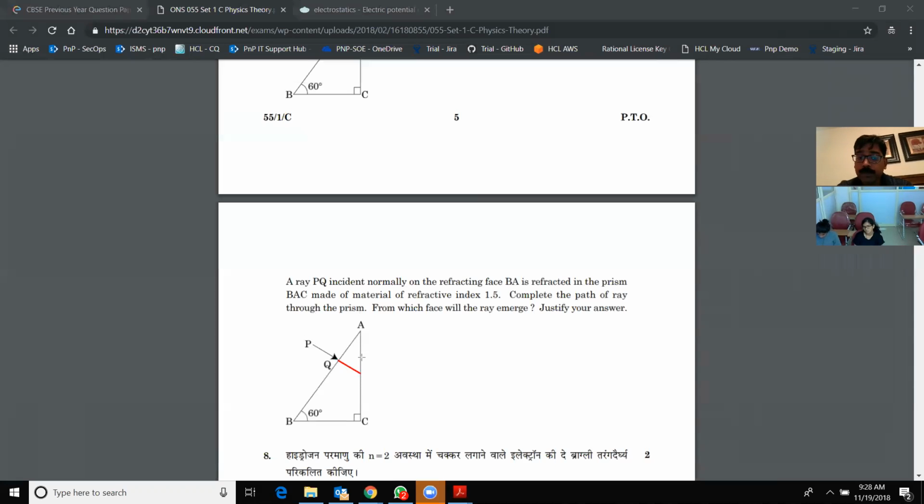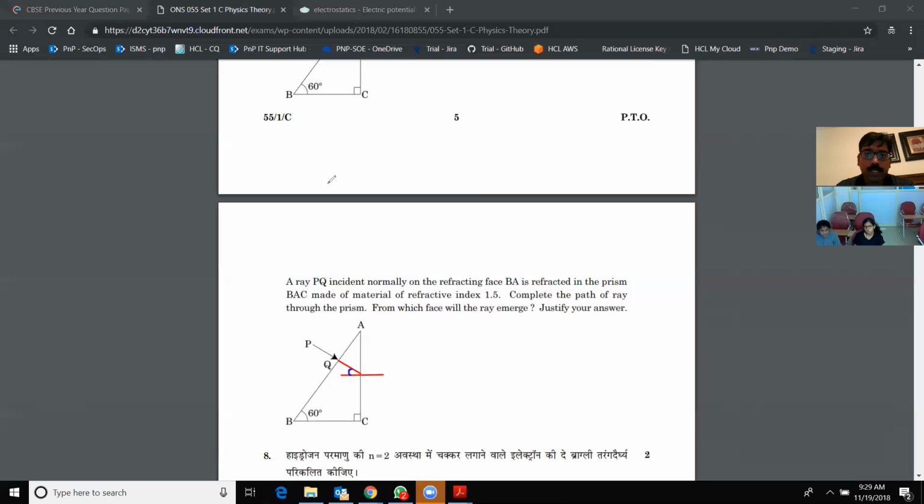Now, when it is hitting this point, it is not hitting it on a normal. Why? Because the normal to this surface AC is like this, right? What you have to find is what this angle is. Which angle? This angle. Let me put it in a different color. This angle. Now, how will you find this angle?